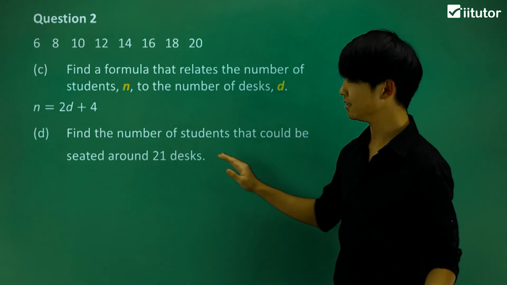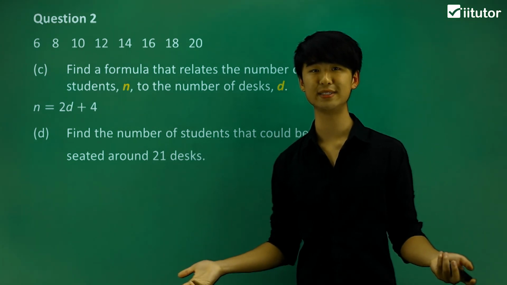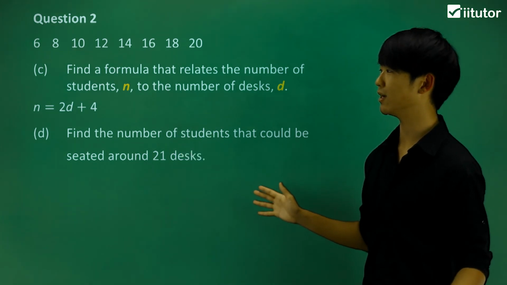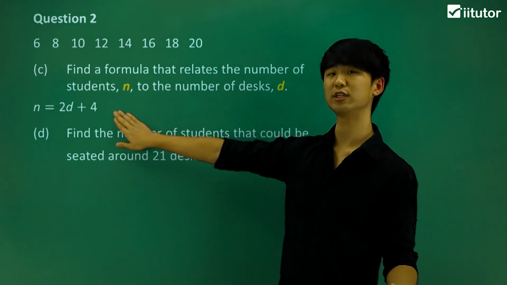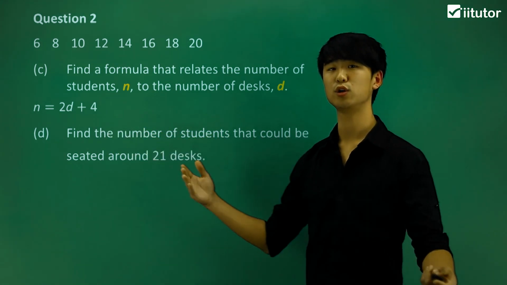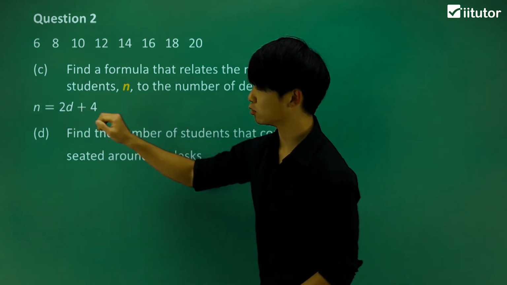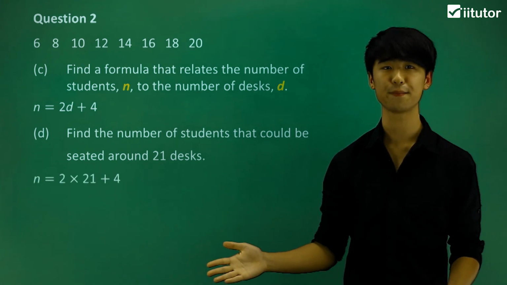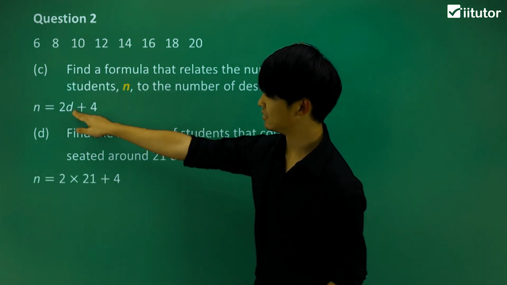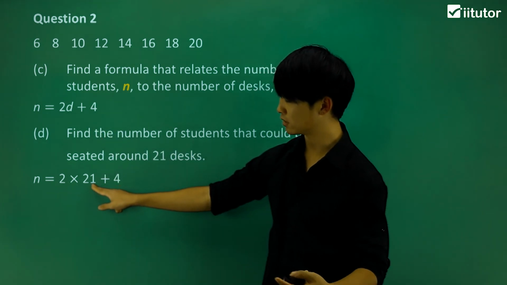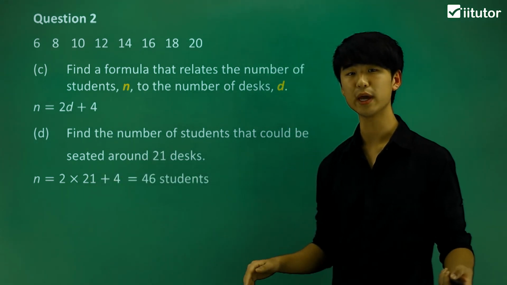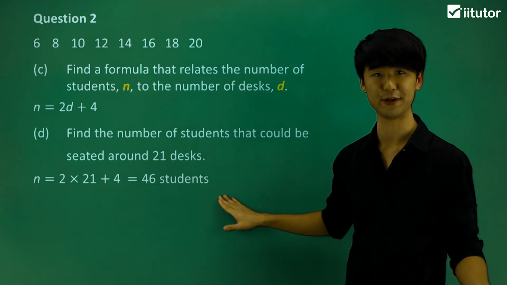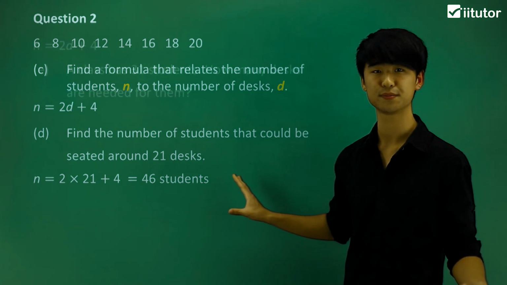Now, looking at number D, we're going to have to find the number of students that could be seated around 21 desks. Well, 21 desks, it sounds very hard, we can't really draw 21 desks, but it's very useful because in the previous question we found a formula for it. Okay, so 21 desks means, well, D should equal 21. And if we simplify that, we can find how many students there are. So again, I'm going to replace this D with 21. So it will be 2 multiplied by 21, plus 4. So I want you to calculate this. Okay, and we'll have N equals 46. So around 21 desks, we have 46 students surrounding it. Okay, so that's how we answer those questions.